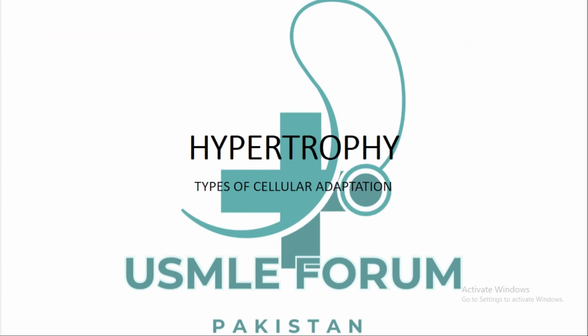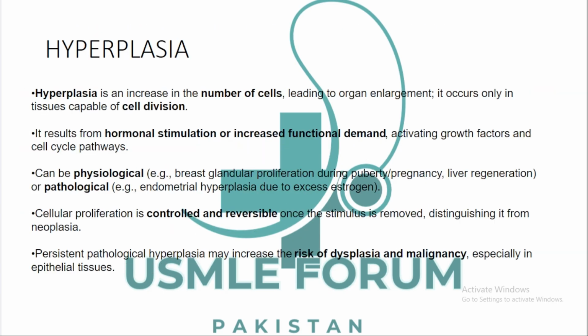Now let's talk about hyperplasia. Hyperplasia is simply an increase in the number of cells, and the increased number of cells leads to organ enlargement. Of course, this type of cellular adaptation will happen in cells which are able to divide, like the breast cells, like the liver cells, or the endometrial cells. These cells are a great example of cells which can divide, right? So it results from hormonal stimulation or from increased functional demand.